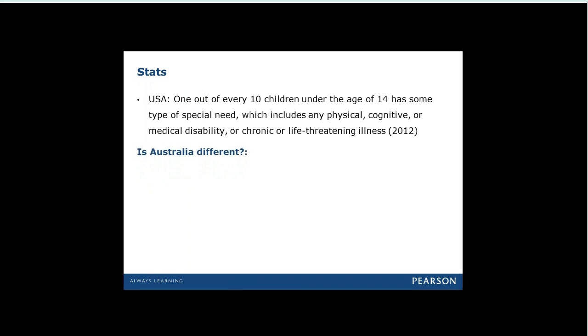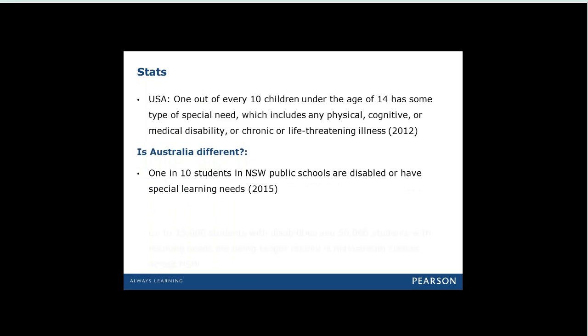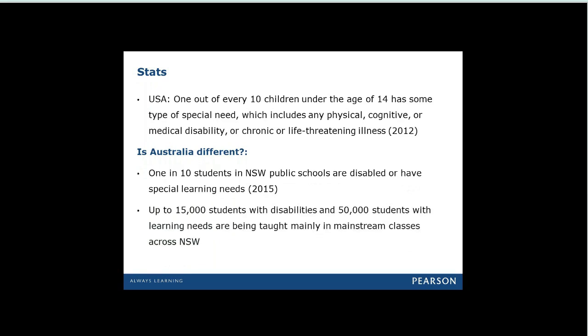Are we any different here in Australia? Well, not really. So 1 in 10 students in New South Wales in particular in their public schools are considered to be in the disability or special learning needs categories. That's up to about 15,000 students with disabilities and 50,000 students with learning needs that are being taught mainly in mainstream classes across New South Wales. So that's a really high number of people who are requiring additional support and who might need these types of assessments to help us better understand what those individual needs are.